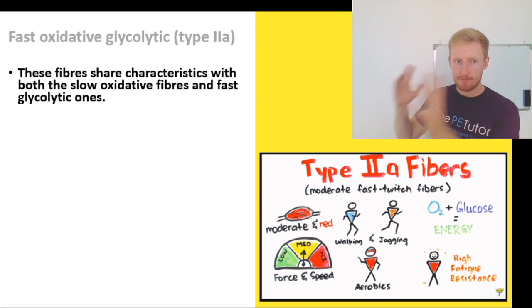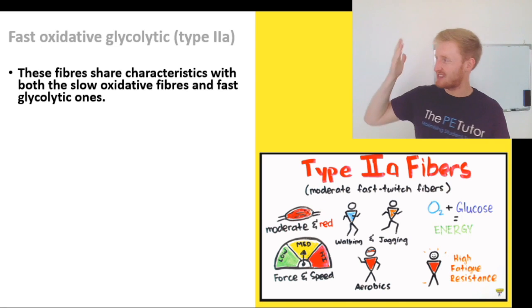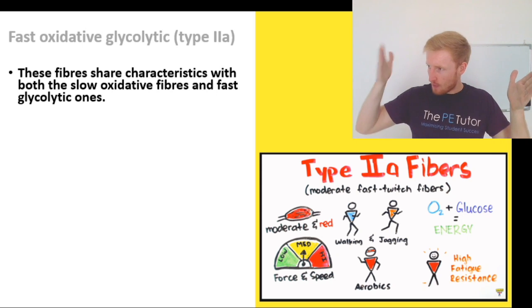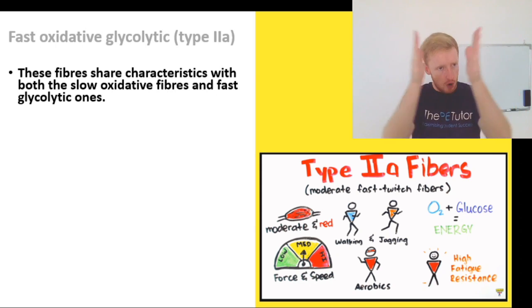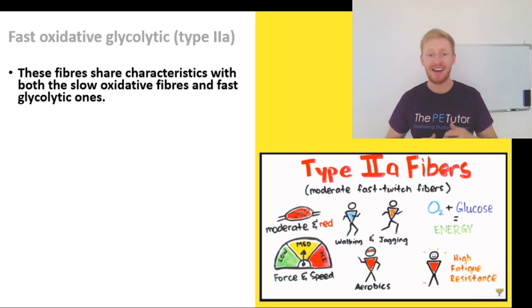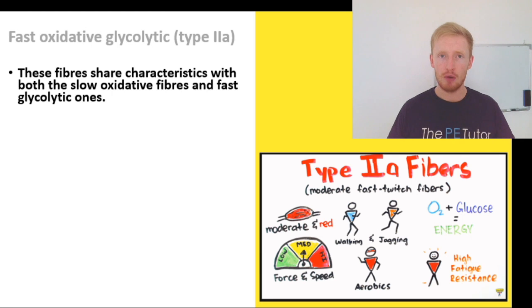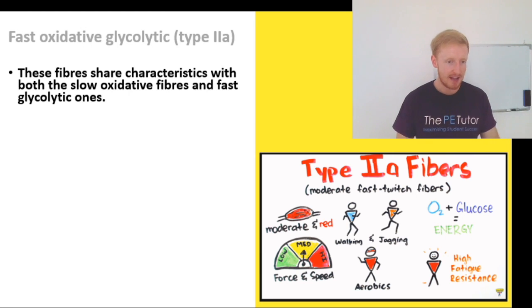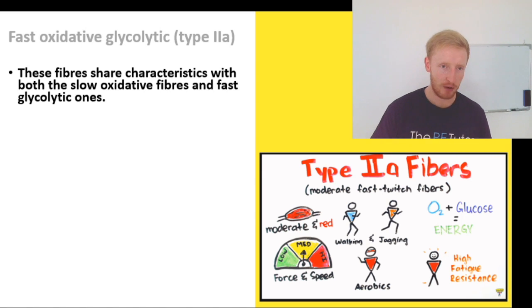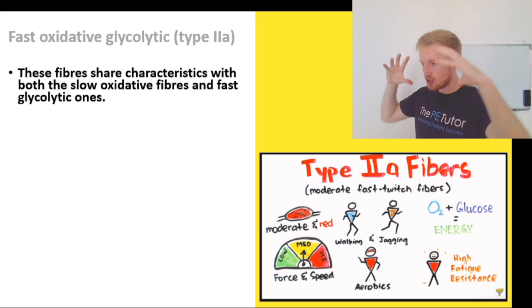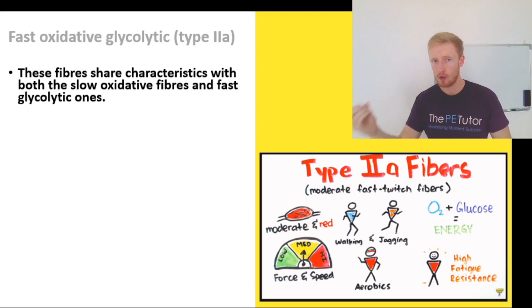We're going to look at fast glycolytic in a second, which is the other end of the spectrum. So we've got slow end and we've got ultra fast end. Right now, we're looking at the ones in the middle. They've got a mixture of properties that allow them to do a little bit of both. They've got the properties that allow us to release energy for long periods of time at lower intensities aerobically. But they've also got properties that allow us to access energy really quickly anaerobically.